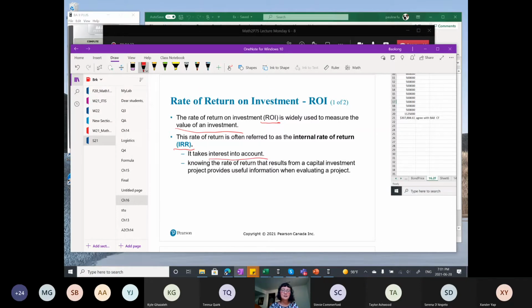Remember, money has time value. It can provide useful information when you evaluate a project based on internal rate of return.